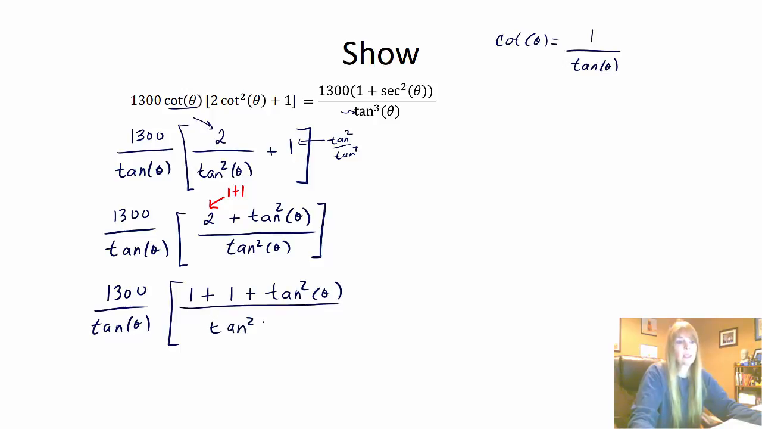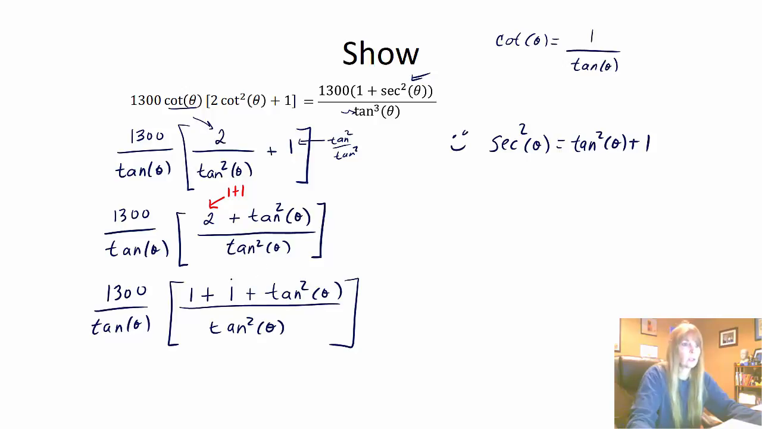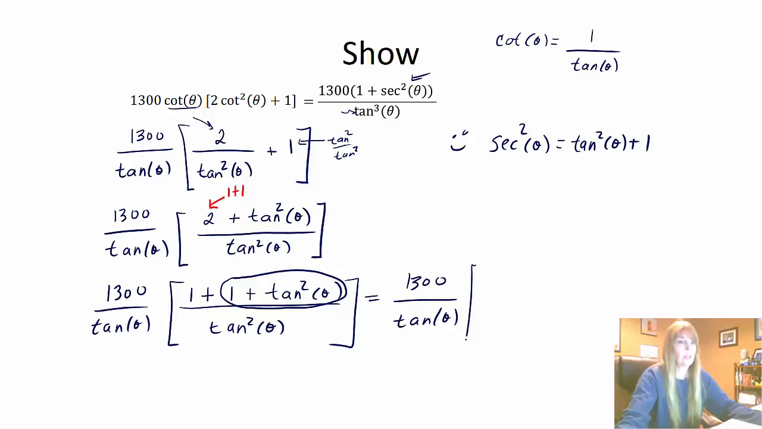And you can kind of see the reasoning because I'm trying to get secant squared. Do you remember the identity secant squared theta equals tangent squared theta plus 1? Yes, you did. That's the correct answer. So that piece becomes secant squared. So I have my 1300 tangent theta on the outside. On the inside, I have 1 plus secant squared theta. On the bottom, I have tangent squared theta.